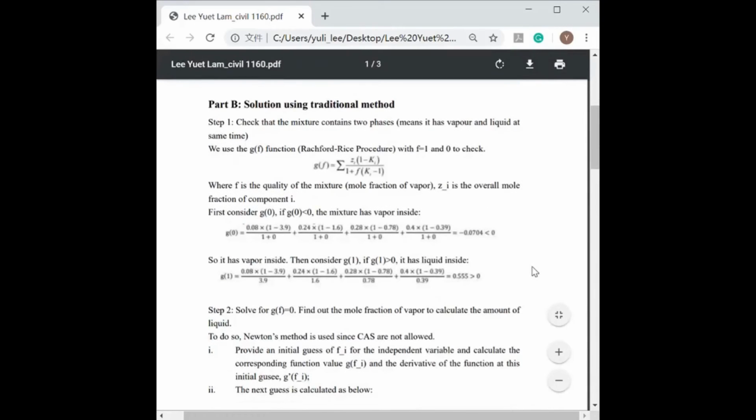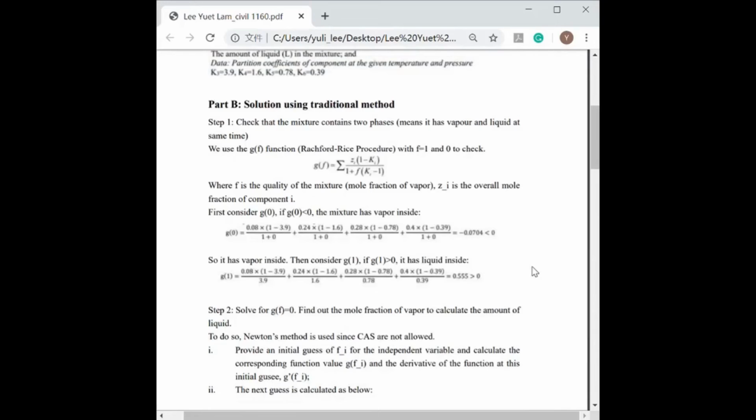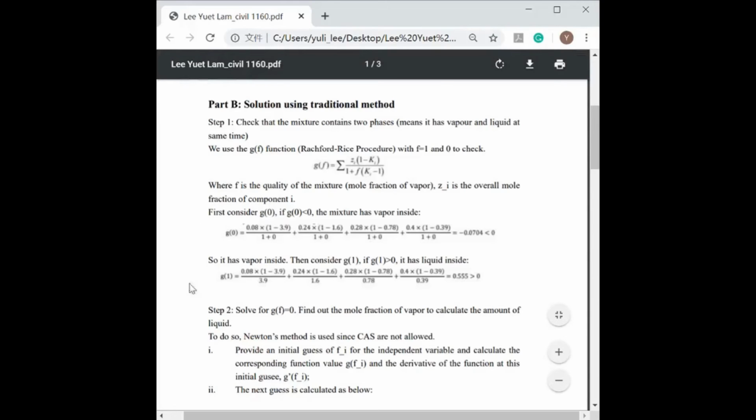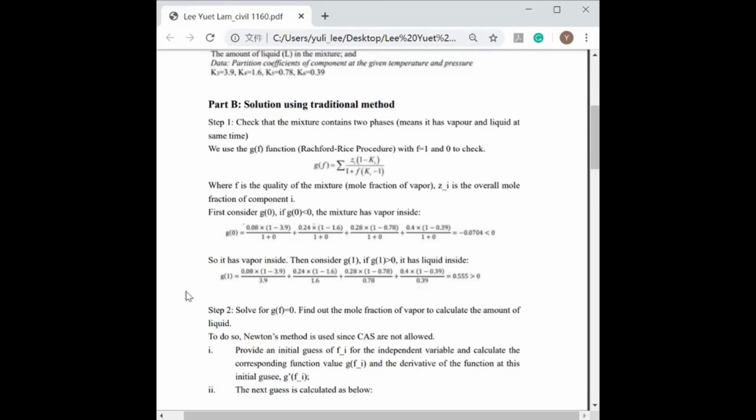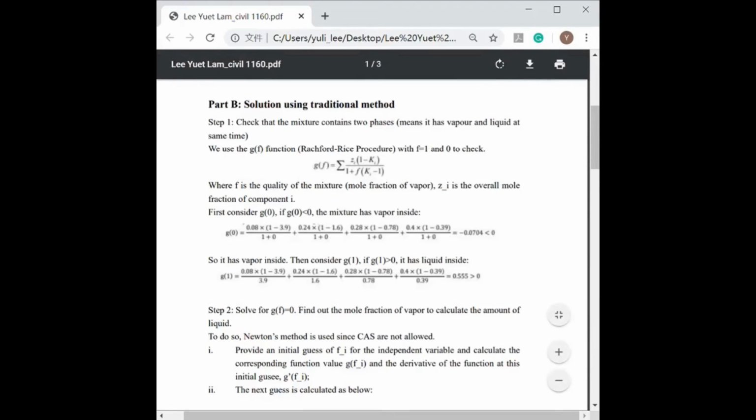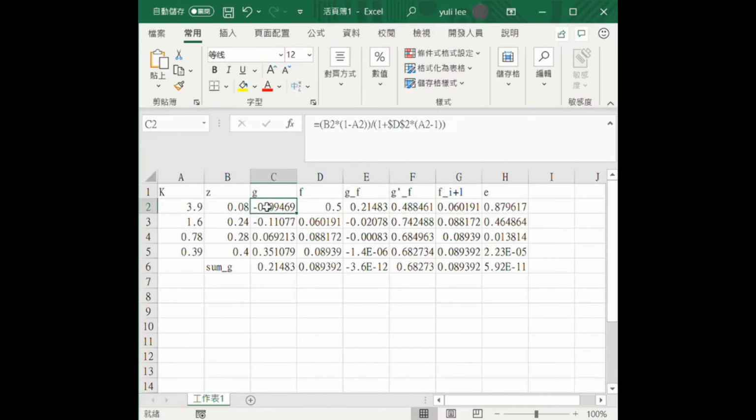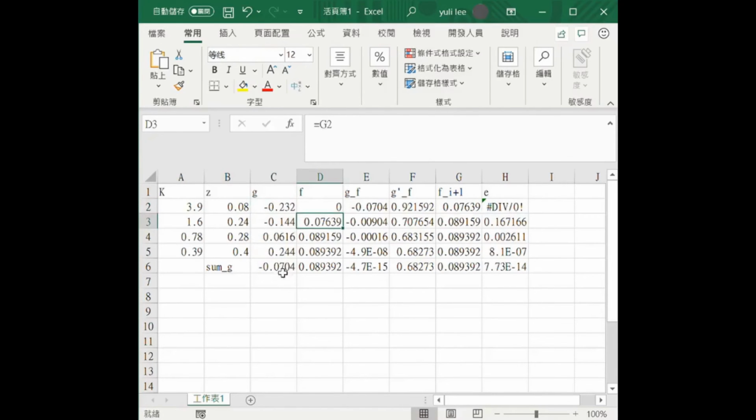So first step, we will check the mixture phase by finding g(0) and g(1). Since there are only 4 components, calculation by hand is still acceptable. So I'll just directly calculate by putting in the numbers and assuming F is 0 or 1. Or we can use Excel by inputting the g function for each component and changing the F value to 0 to get the same answer as hand calculated, and also F equal to 1.